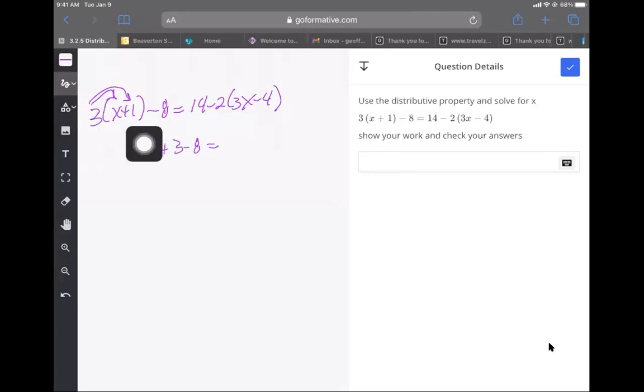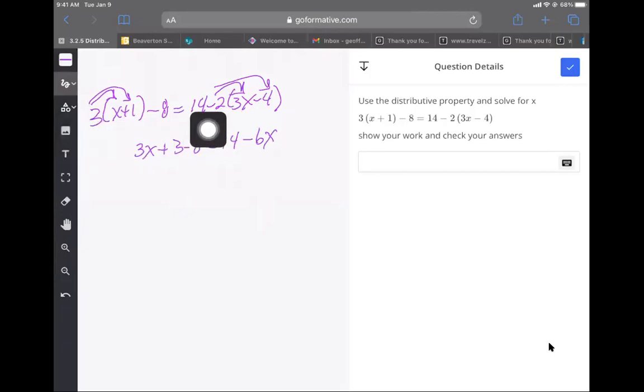Now we're going to go to this side. So let's do our multiply. Don't forget this minus sign makes this negative. So I'm going to put my 14 there. What is -2 times 3x? Don't add, this is multiply, right? What is -2 times 3x? Negative 6x. So that one's done.